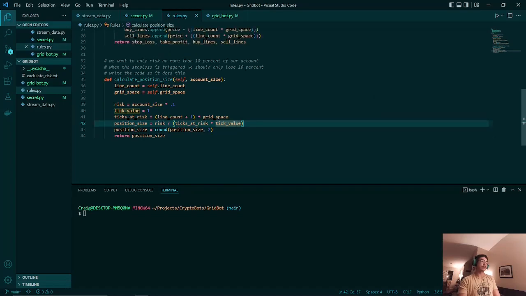After that, we will round the position size to 2 decimals, and we will return that for basically the first trade that we will execute at the start of our program.